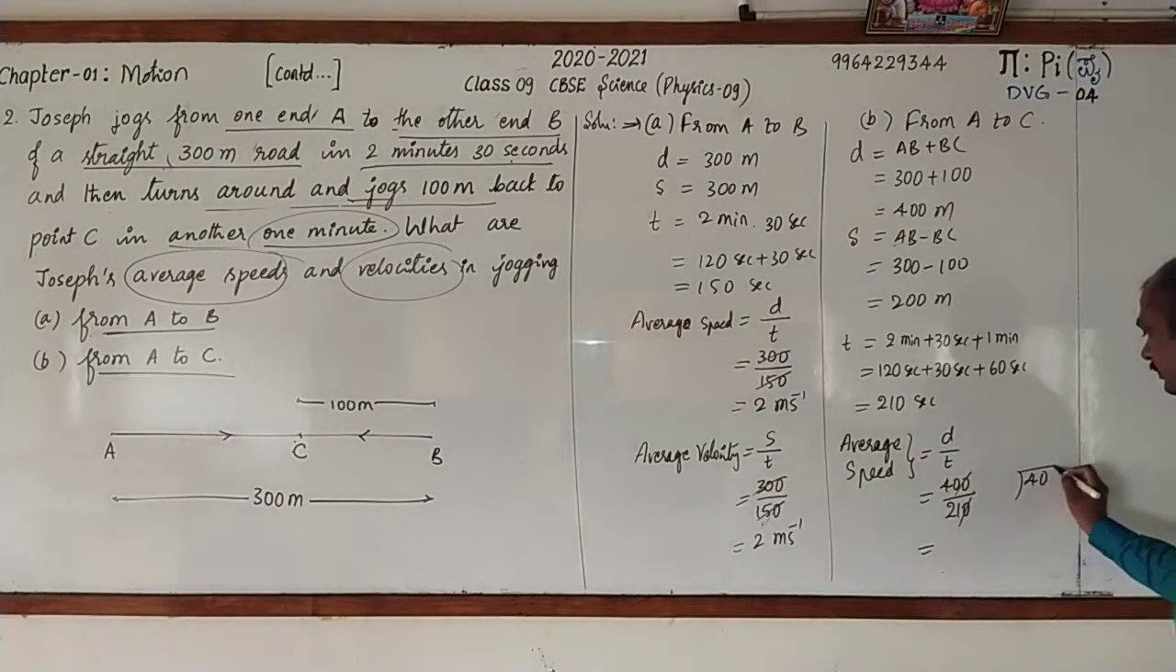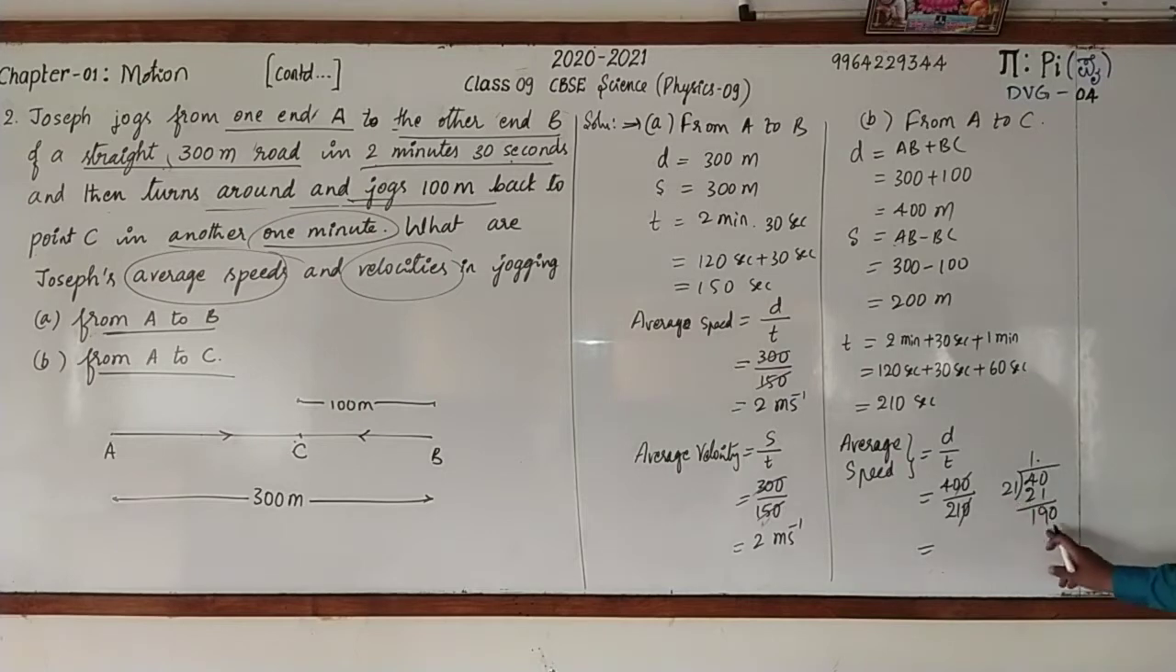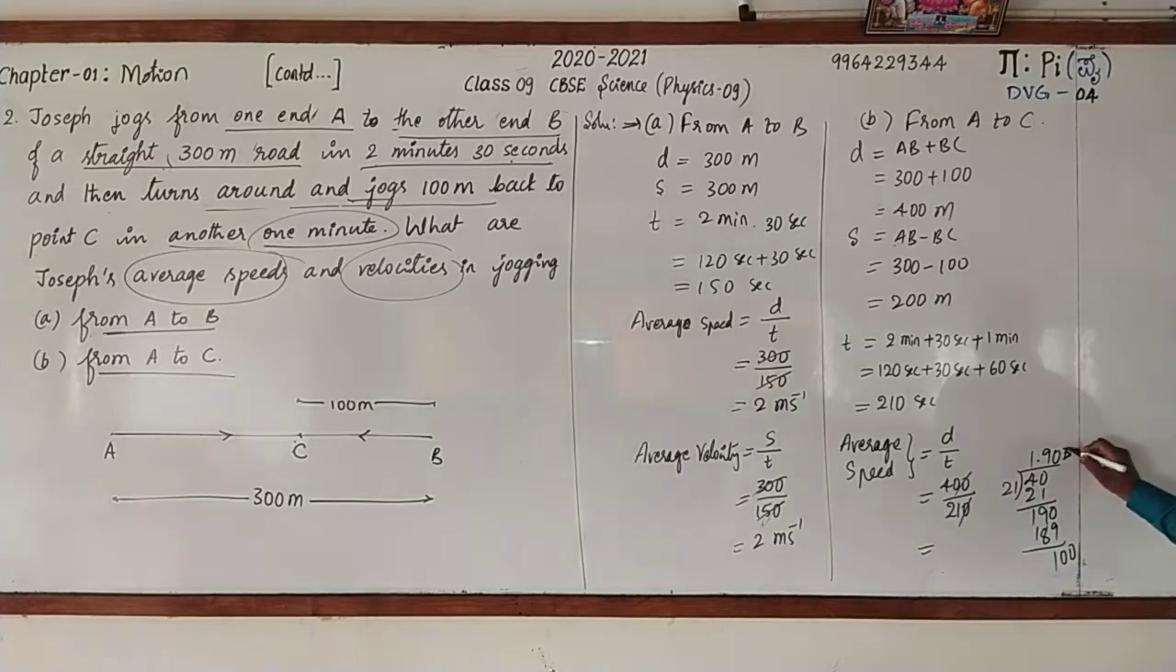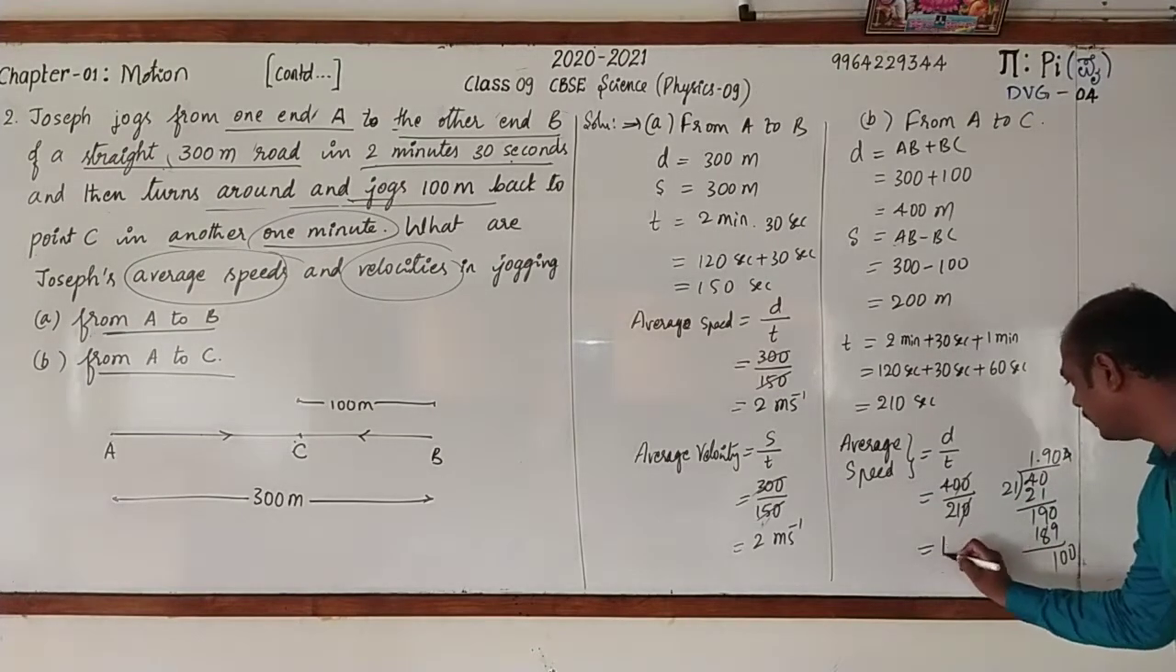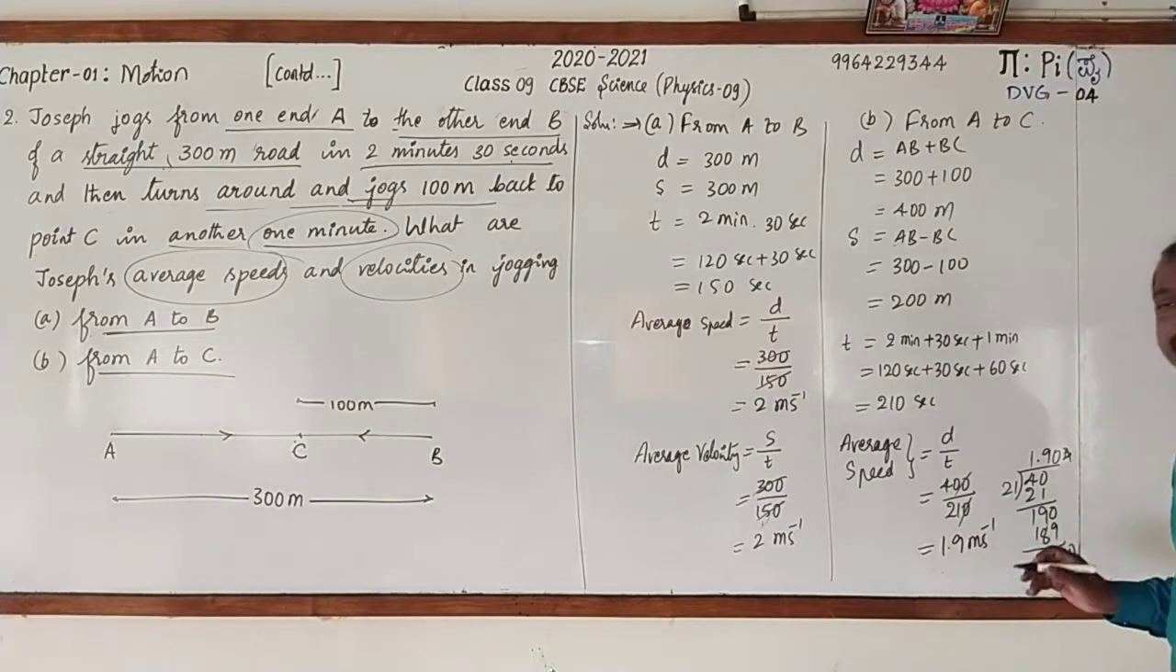Here, let us divide this. 40 by 21. 21 ones are 21. Here, 9. 3 minus 2, 1. 19. So, again put decimal. Take 0. 190. Then 21 how much are? Can we go for taking 9? Yes. 9 ones are 9. Then 9 twos are 18. It will be 1. So, take 0. Here again it will be 0. 100. So, approximately we can write 1.9 meter per second.